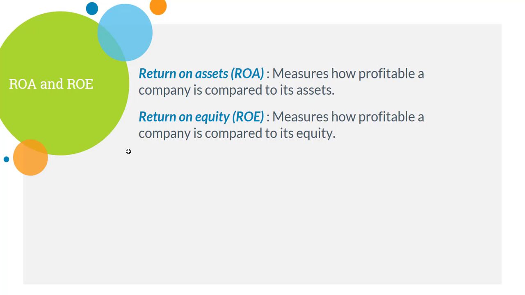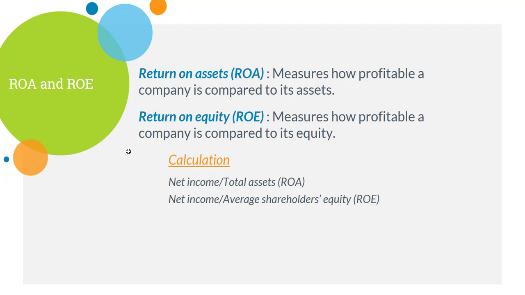So let's first talk about how we calculate ROA and ROE. To calculate ROA, we take the total net income and we divide it by the total assets. Now, I recognize that net income is not the best measure of profitability, but the generally accepted way to do ROA is to take net income and divide it by total assets. Now, to calculate ROE, return on equity, we take net income and divide it by the average shareholder's equity.